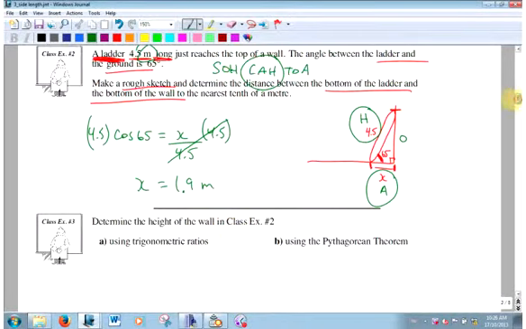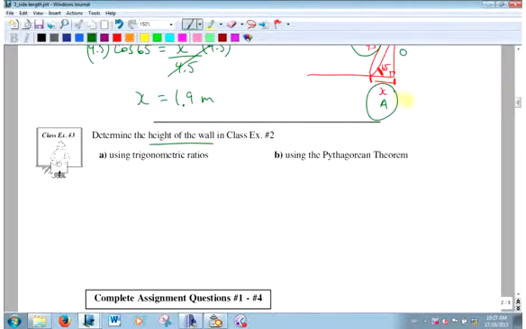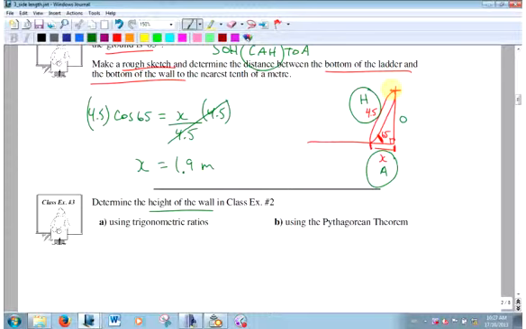Same question. Determine the height of the wall. What do I want to know now? Well, remember the ladder just goes up the height of the wall. So now I want to know the opposite side. And I can do this two ways, because remember, don't forget about Pythagoras. Do I have two sides of this triangle now? Yes, I do. But first let's use trig.